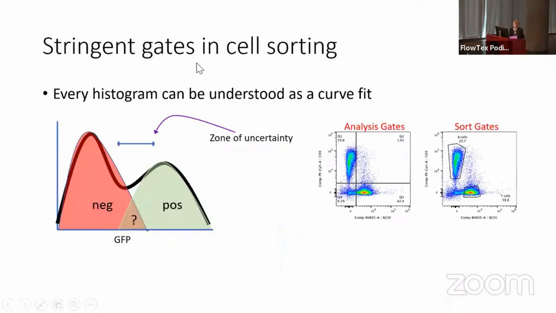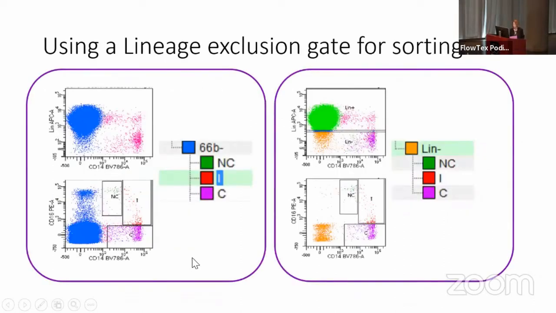Also, remember to set gates stringently. Every time you have a histogram for anything, if there is not a complete separation between the two peaks, if the peaks do not hit back to the axis, there is this what I call zone of uncertainty, right? These are all a curve fit, right? So there is the negatives that come out this way and the positives that come back this way. All this stuff in here is a mix of positives and negatives. So keep your sort gates away from that area. In this case, if I were just sorting this population, I'd want to be out here sorting the positives, out past that zone of uncertainty.